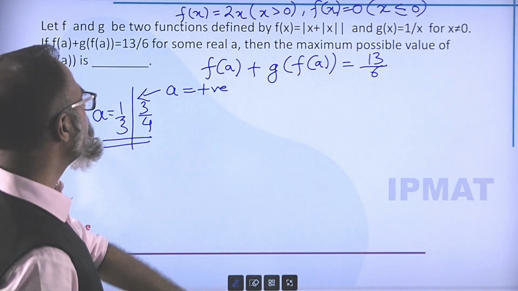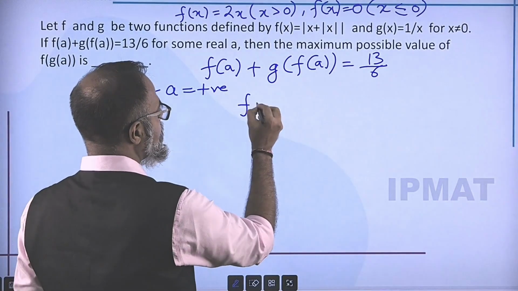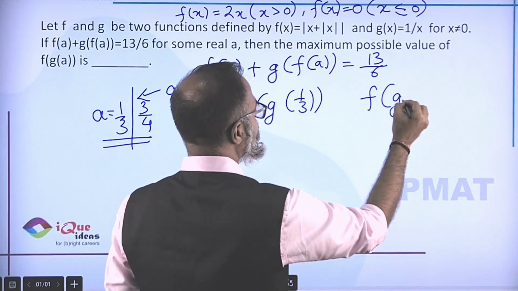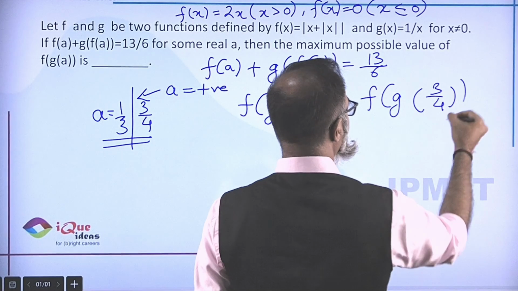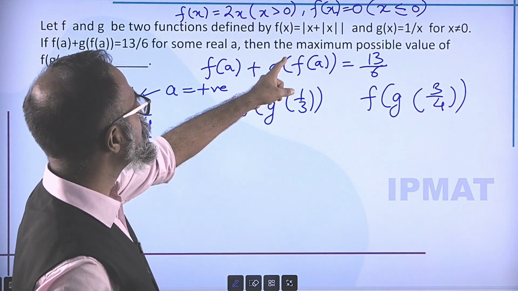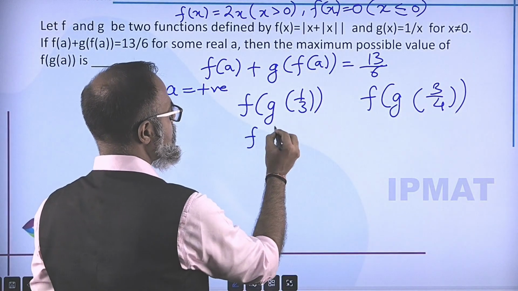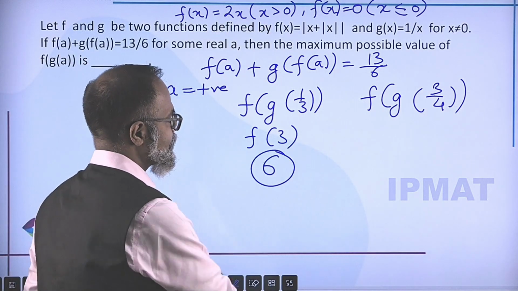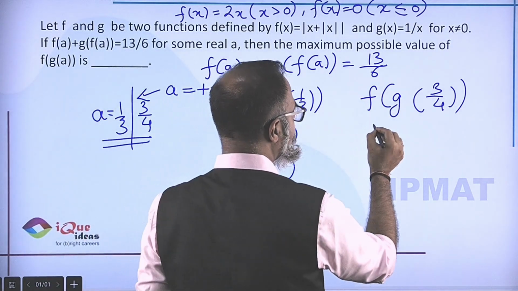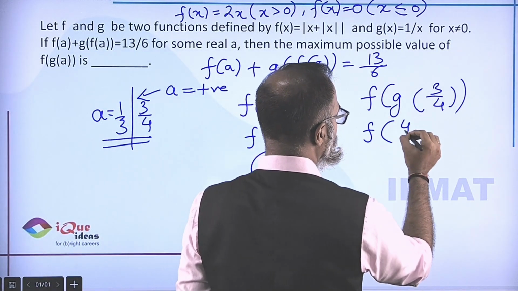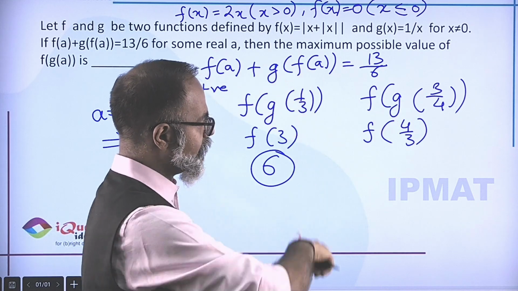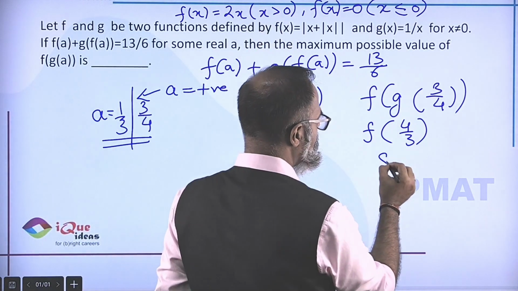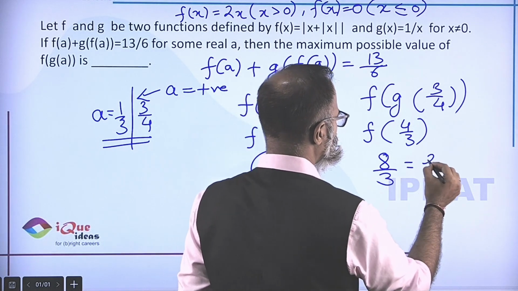And I need the maximum possible value of f(g(a)). So either it is f(g(1/3)) or it is f(g(3/4)). Great. So f(g(1/3)): g(1/3) is 3, so this is f(3), and f of a positive number is double the value of the number, so this is 6. f(g(3/4)) is going to be f(4/3), because g of a value is its reciprocal. And f(4/3), a positive number, double it. So this is equal to 8/3, which is 2 point something.